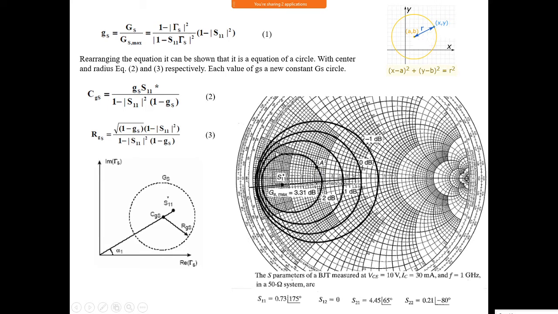So you have to draw the circle first like this. For a 2 dB circle, this is for 1 dB, 0 dB and minus 1 dB, this is a circle. Okay, so 2 dB like this. For example, how to draw this, we will see here.